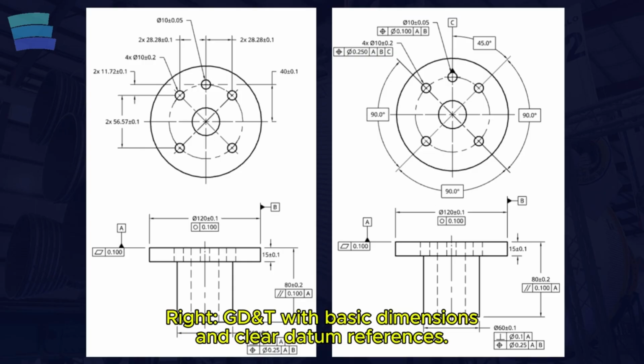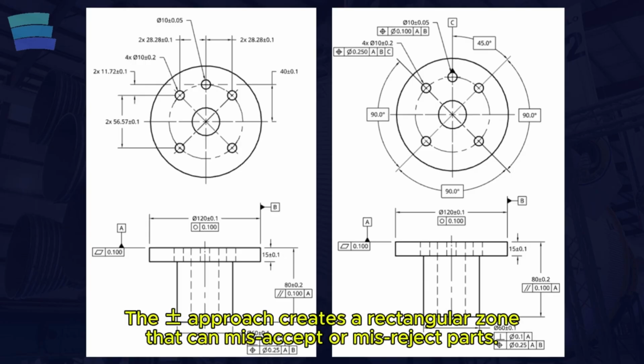In the plus-minus approach, the tolerance zone often behaves like a square. As you move toward the corners, a larger diagonal error can accidentally be accepted. In assembly, some bolts go in easily, while others get tight or misaligned in certain directions.